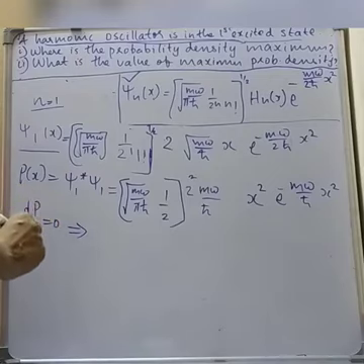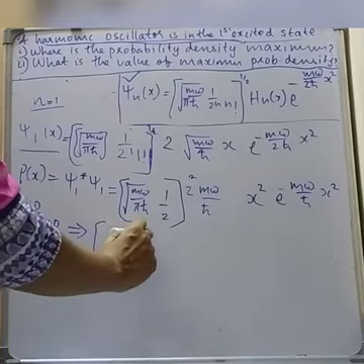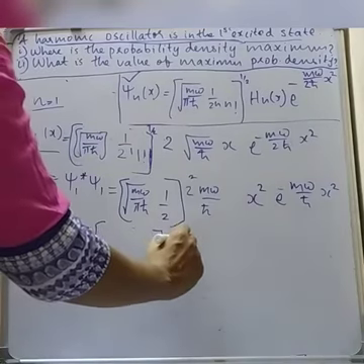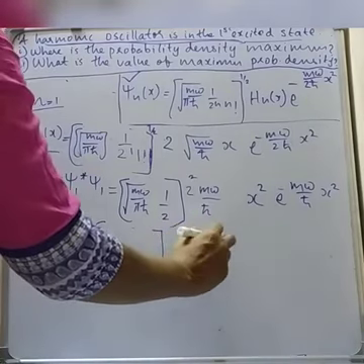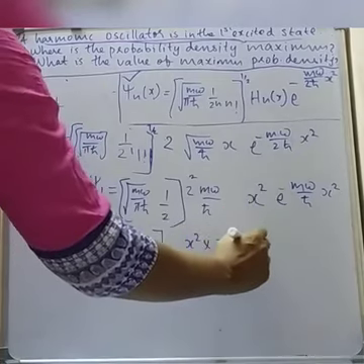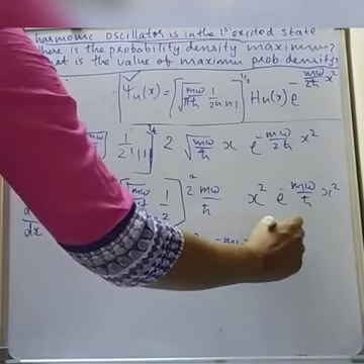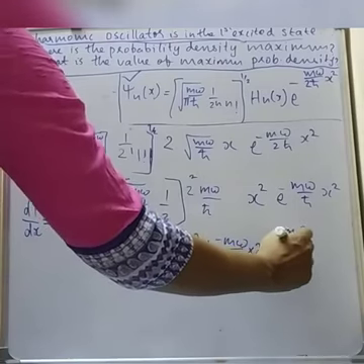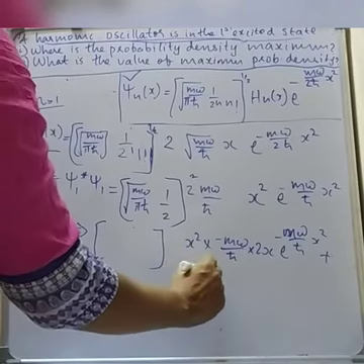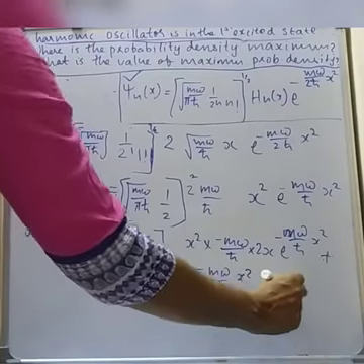Probability is at an extremum, that is at a maximum value. So I am not going to write the constants, then differentiate it. x square into the differential of this one is minus m omega by h cut into 2x, exponential minus m omega by h cut x square, plus e raised to minus m omega by h cut x square into 2 times x.